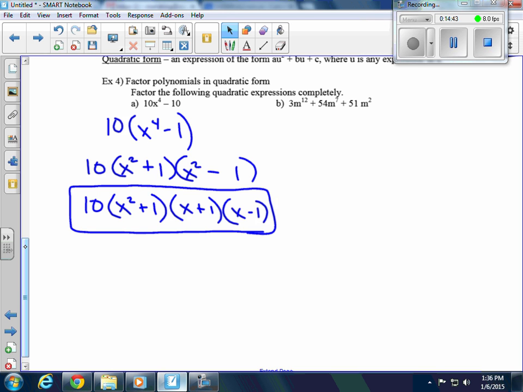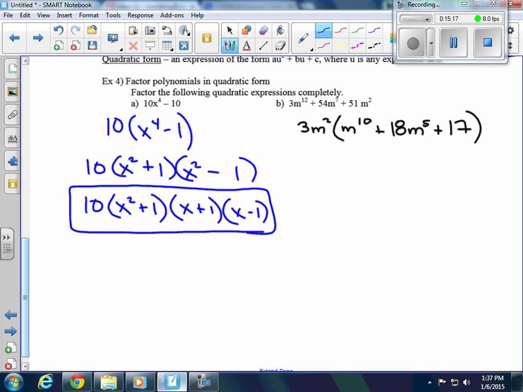Part B, we're going to again see what we can take out of this. So what can I take out of this? I'm going to factor out a 3, and I'm going to factor out a 3m squared. So if we take out a 3m squared, now we have m to the 10th plus, we are factoring out a 3, so I'm going to have 18m to the 5th and plus 17.